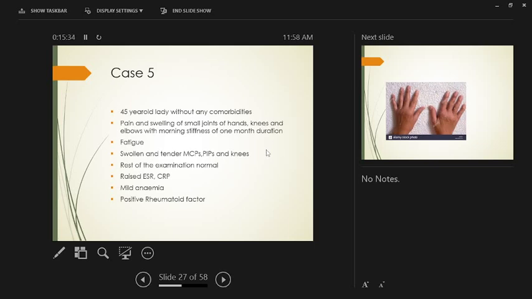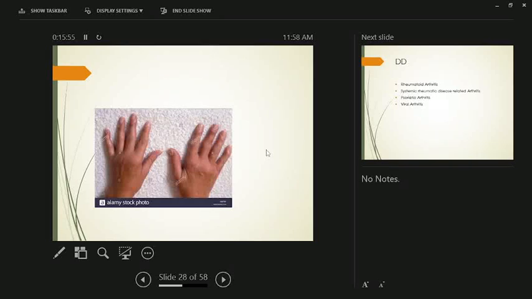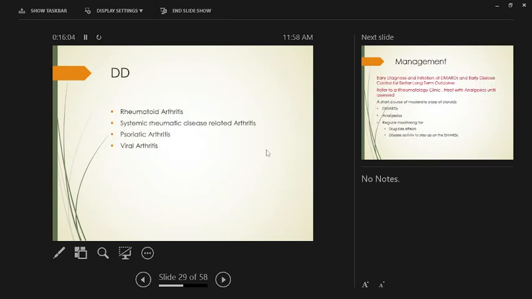So the next case is a 45-year-old lady without any comorbidities, presenting with pain and swelling of small joints in the hands, knees, and elbows with morning stiffness of 1 month's duration. She also has fatigue. On examination, there are swollen and tender metacarpophalangeal joints, proximal interphalangeal joints, and knees. The rest of the examination is normal. She has raised inflammatory markers, mild anemia, and a positive rheumatoid factor. So it's clear it's rheumatoid arthritis. This is a picture showing swollen metacarpophalangeal joints and spindling of the fingers.